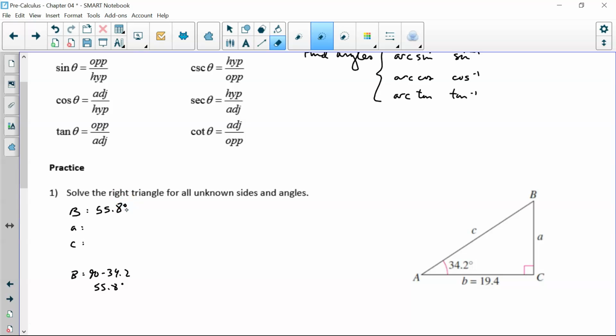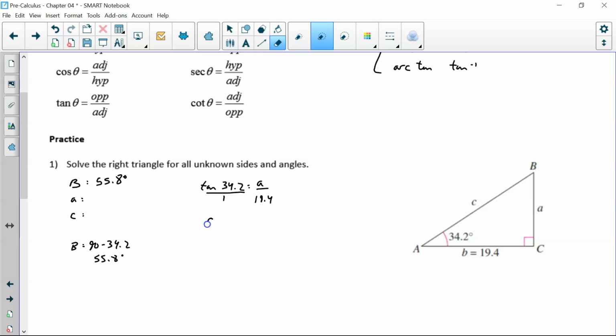Now, the length of segment A. Segment A, we have the opposite and we have the adjacent. We don't have the hypotenuse. So the only one that doesn't use the hypotenuse is tangent. So we can do tangent of 34.2 equals opposite leg, which is A, over the adjacent, which is 19.4. So we put the tangent 34.2 over 1 and we cross multiply. So A equals 19.4 times the tangent of 34.2. Make sure you're in degrees for your mode. And you're going to get about 13.18.